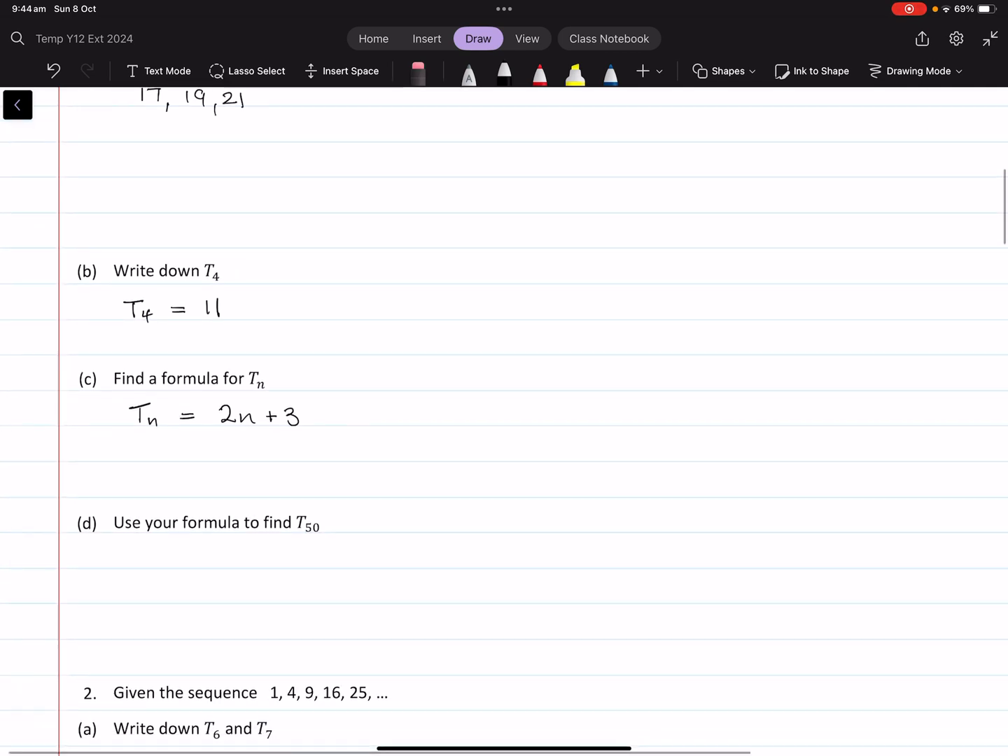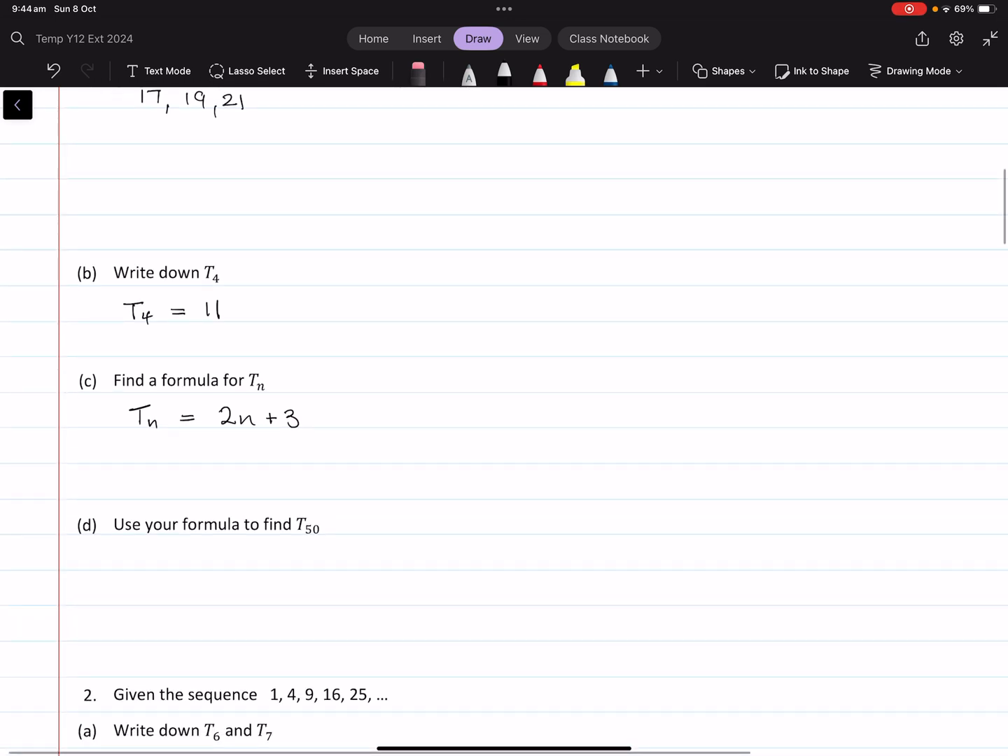I can use that formula now to find the 50th term. So if Tn is equal to 2n plus 3, then term 50 is going to equal 2 times the 50, plus 3, which is equal to 103.